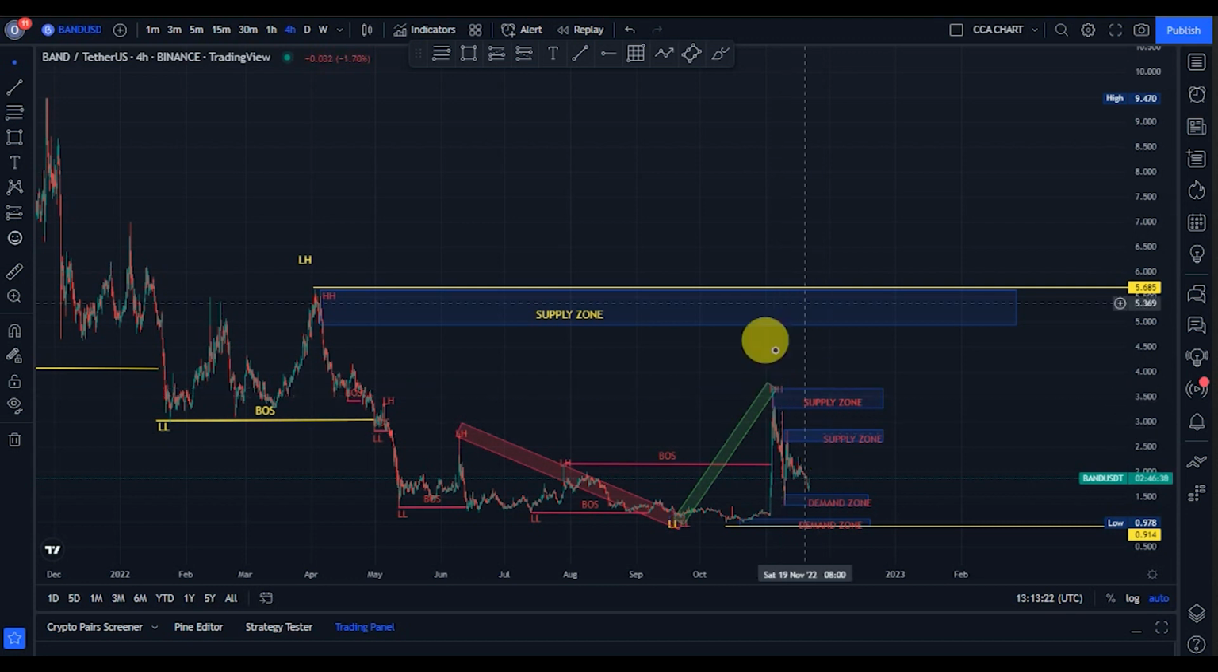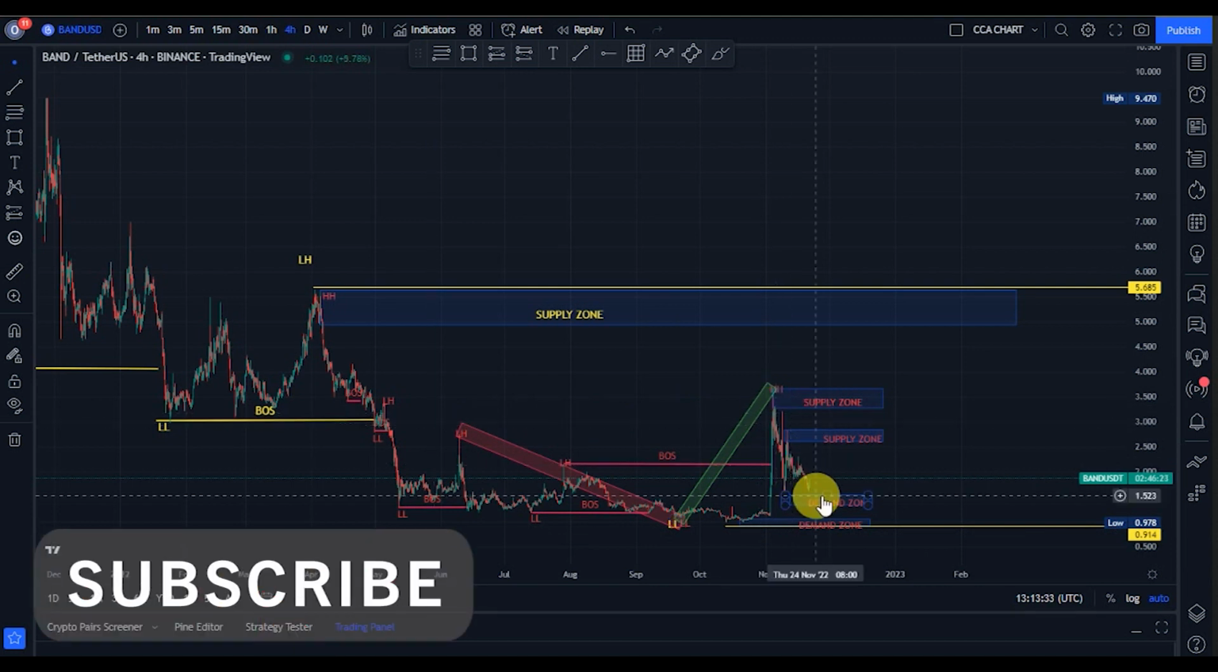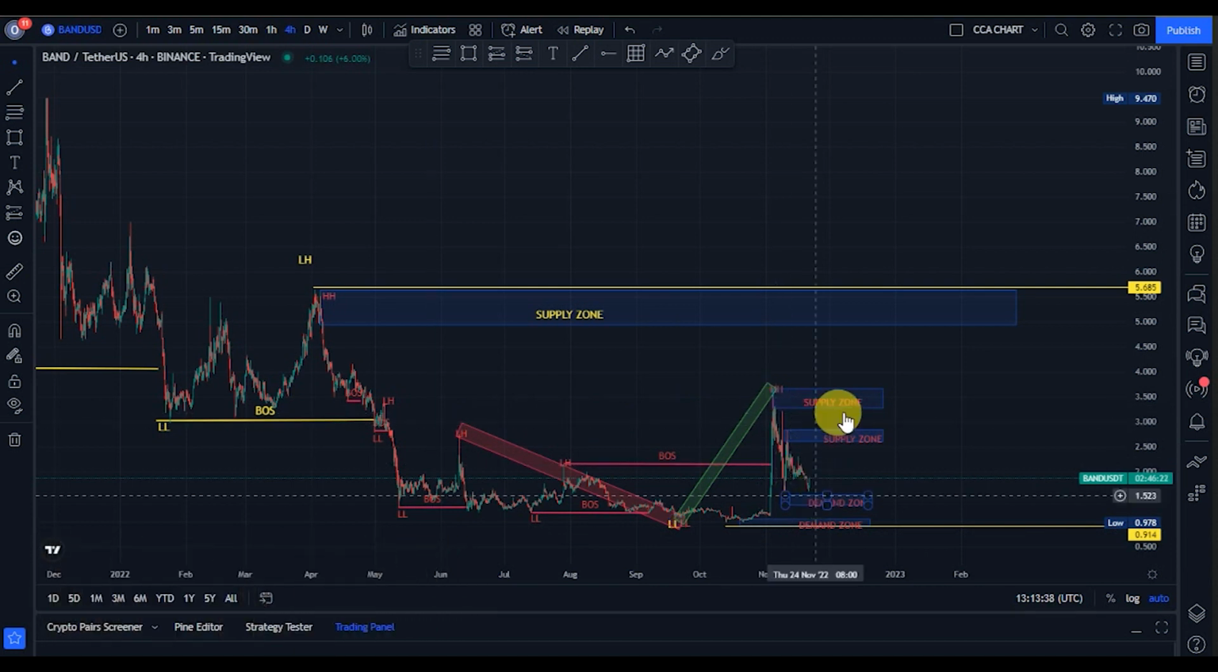And on our minor structure, we just saw a break of structure to the downside, expecting a pullback. Our pullback broke structure to the upside. Guys, we're expecting a pullback. Sure, we're seeing a pullback. Is it possible that this pullback will take price to this major supply zone?